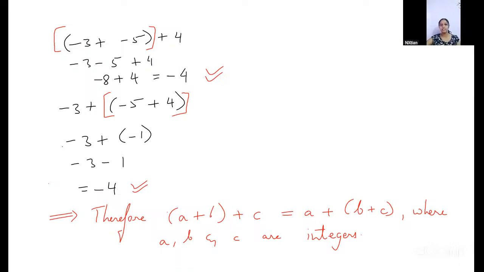We'll quickly see some more properties of subtraction, okay? We will see some properties of subtraction and then we will wind up. Now, the properties of subtraction.